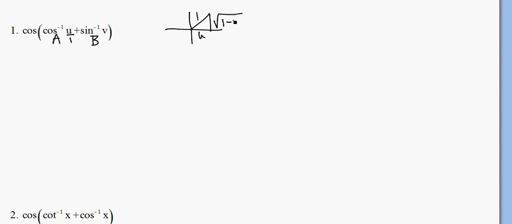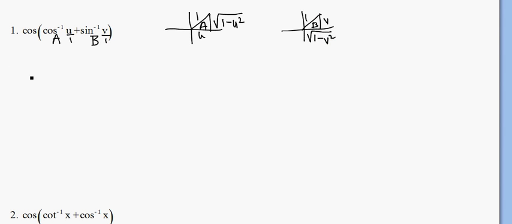Pythagorean theorem tells me the other side is the square root of 1 minus U squared. So here's my A triangle. And my B triangle is going to be V over 1, or opposite over hypotenuse, so V over 1. So the other side is the square root of 1 minus V squared using Pythagorean, and that's B.